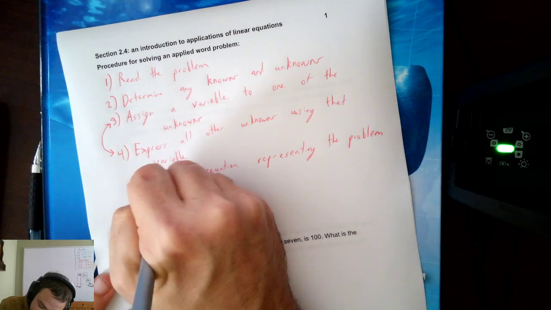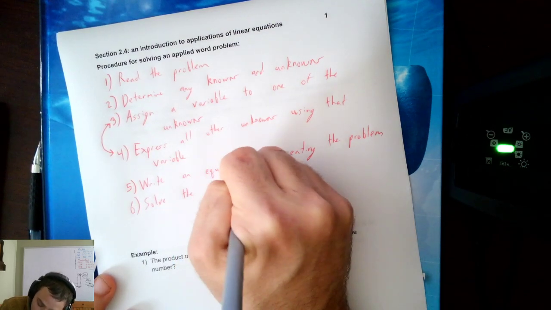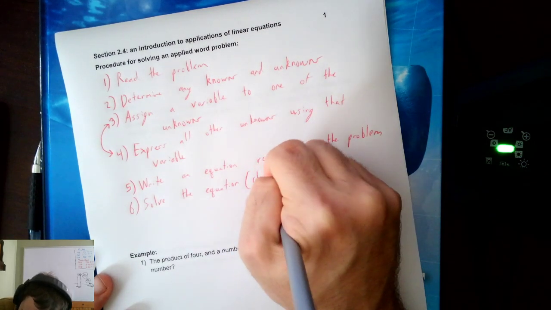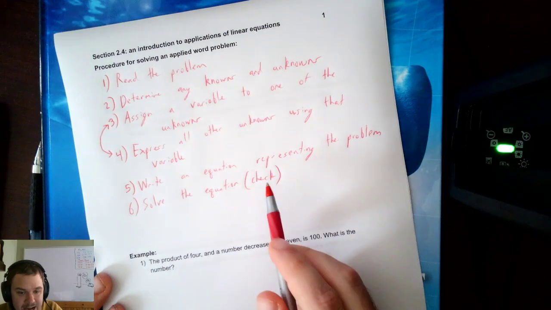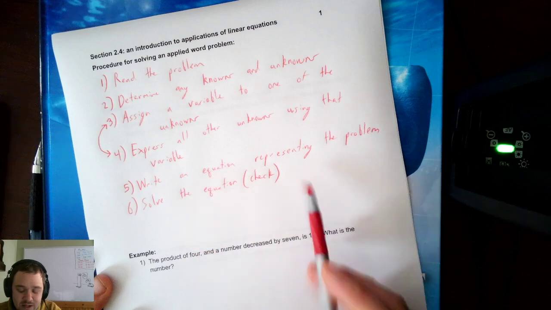Step 6 is solve the equation. Once you have an equation, you want to solve it, right? And we want to make sure we check. We want to check that the answer makes sense. When we're done, after we solve the equation, we want to check our answers.